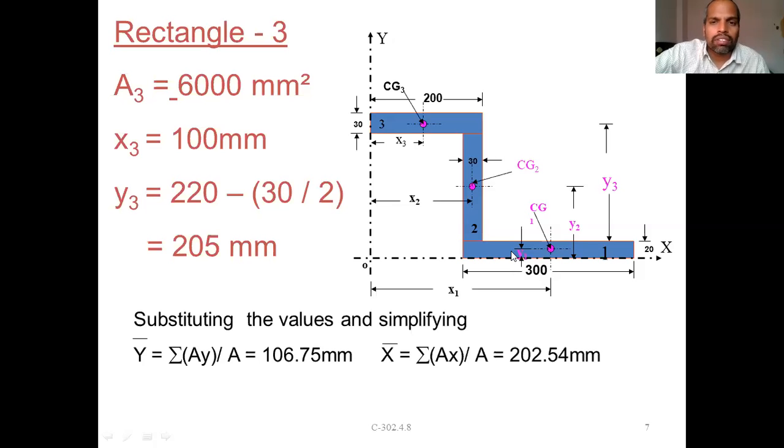But by seeing this, you should not think that you will get the centroid at the middle point, because there is some overlap portion. Here it is 200 by 30, and here there is some overlapping portion, and here also some overlapping portion. Still the overlapping portions are not equal: 30 by 20 means 60, and 30 by 30 means 90, not equal, of course.